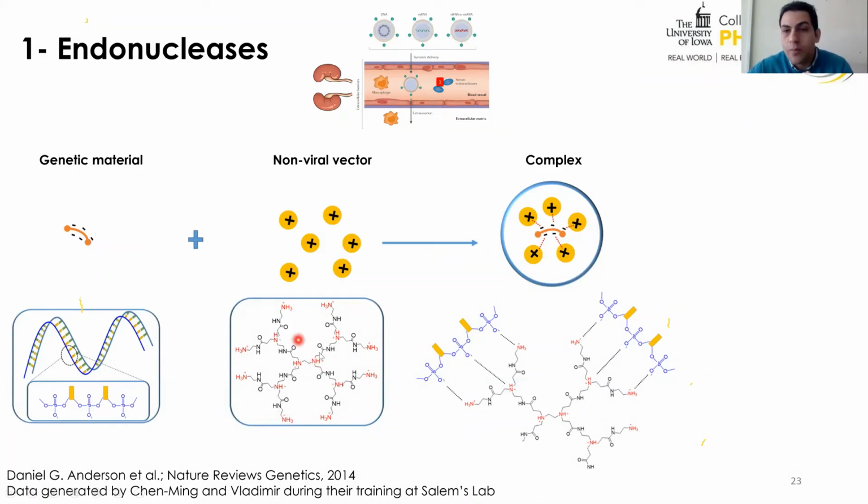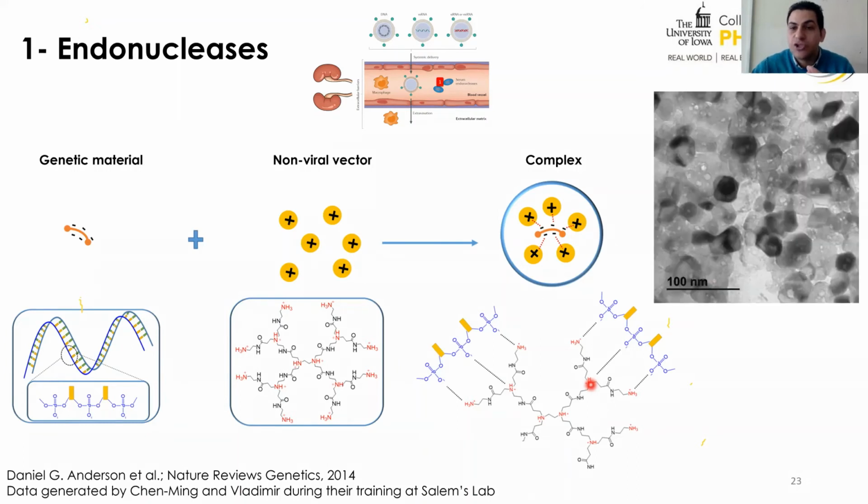And once you complex them together, once you mix them together, they form an electrostatic complex where you have the negatively charged phosphate molecules attached to the positively charged amines. And this results in a condensation and eventually results in a shape that you can see here on the right, where you get these polyhedral particles. They are pretty small in size, around 40 nanometers, and they condense the DNA material inside and protect it from complete degradation.